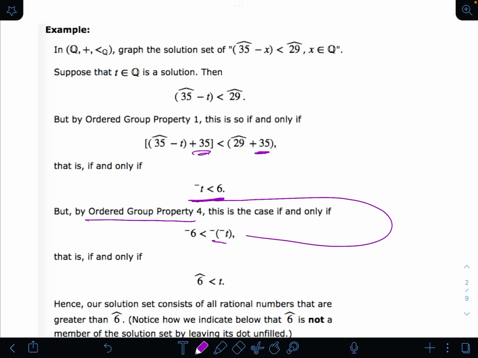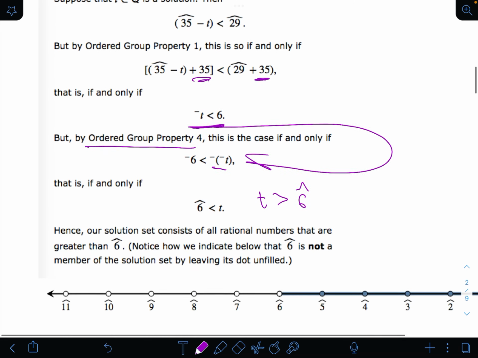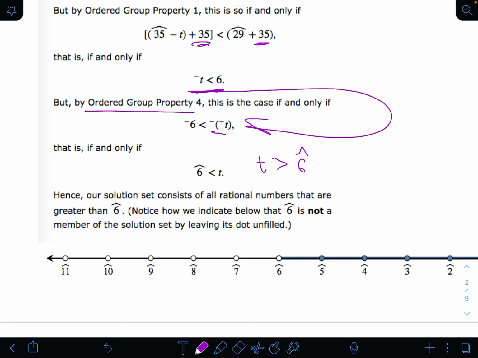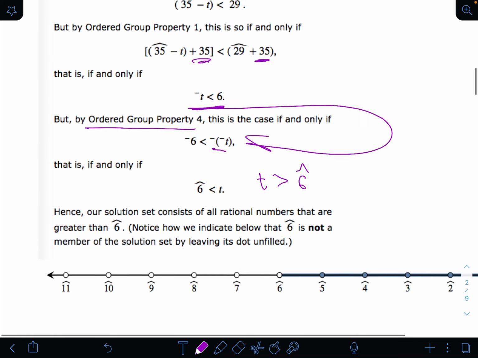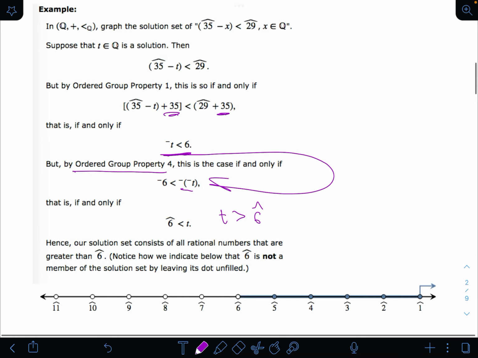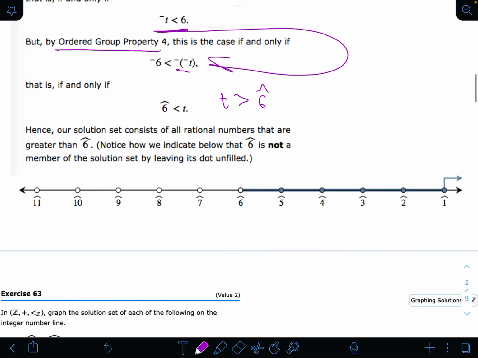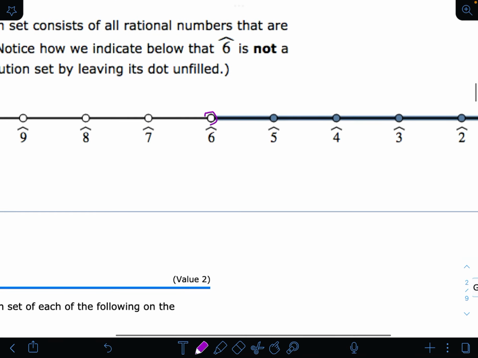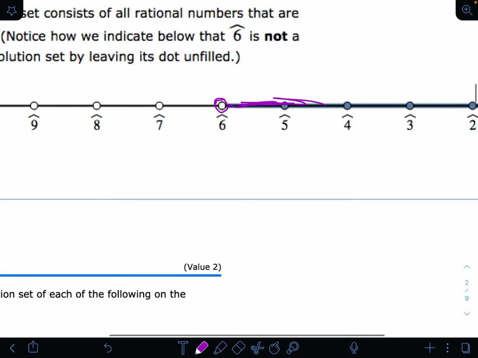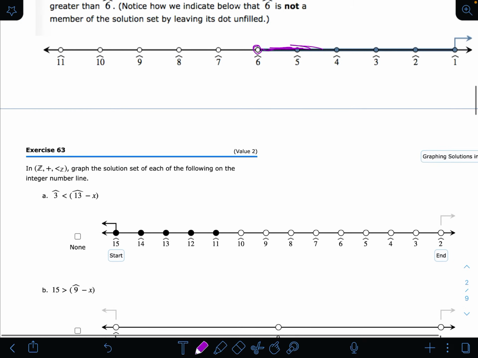Now they show it a different way. They say this is true if and only if we swap their places, which means t is greater than negative 6. So when I have negative t is less than 6, I've got t is greater than negative 6. And because this one said to solve it on Q, I have an open circle on the negative 6, and the shading is off to the right. Okay, cool.